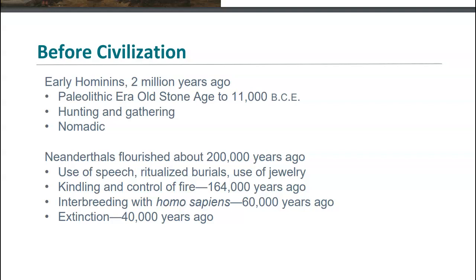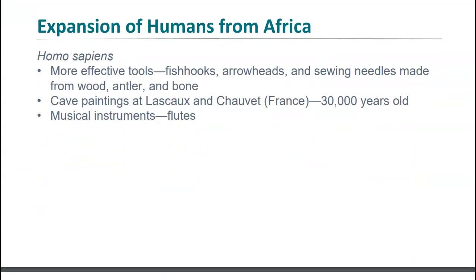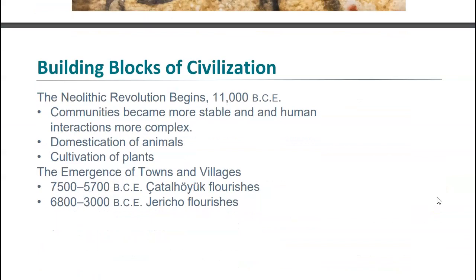Our evolution from Africa to what modern humans are, the development of us standing upright, our hunting and gathering, the development of Neanderthals before they go extinct about 40,000 years ago, the expansion of modern humans from Africa, especially Homo sapiens, who will then go out to populate the world. The cave paintings from Lascaux, you can see that there, okay?